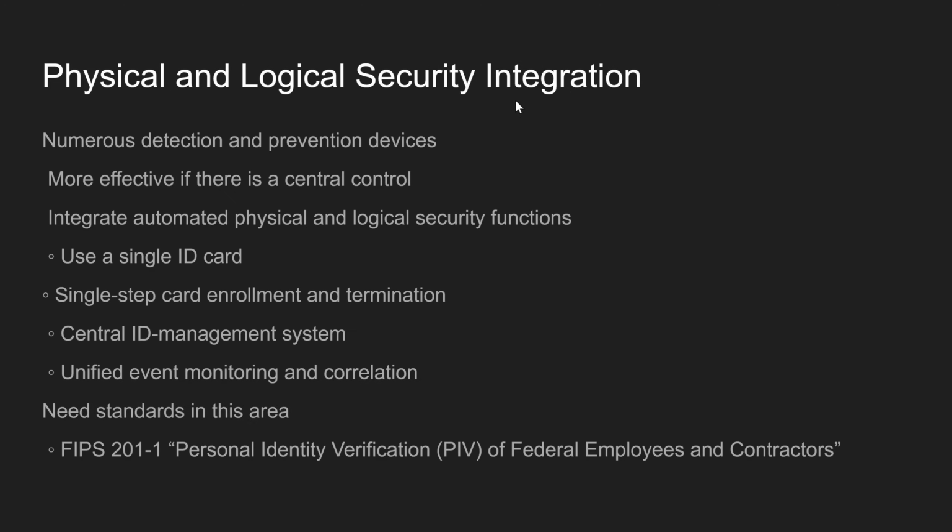Physical and logical security integration. Numerous detection and prevention devices are more effective when there is central control. Integrate automatic physical and logical security functions. Use a single ID card, with single-step card enrollment and termination. Central ID management system. Unified event monitoring and correlation. Need standards in this area. FIPS 201-1: personal identity verification, PIV, of federal employees and contractors.